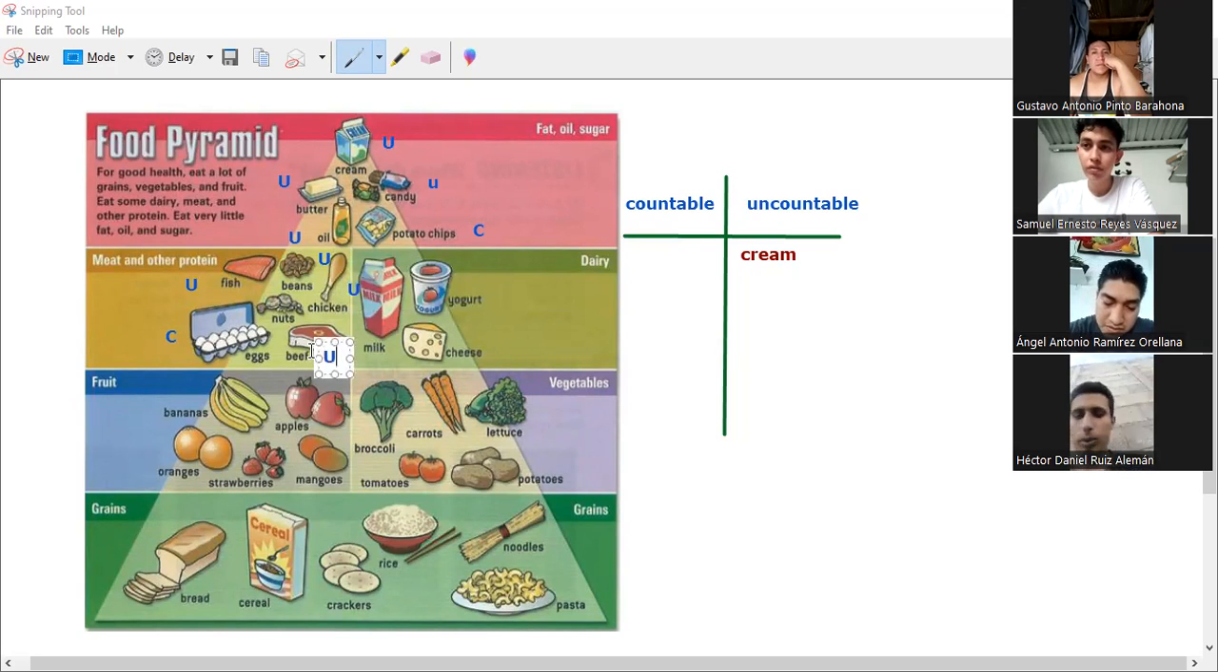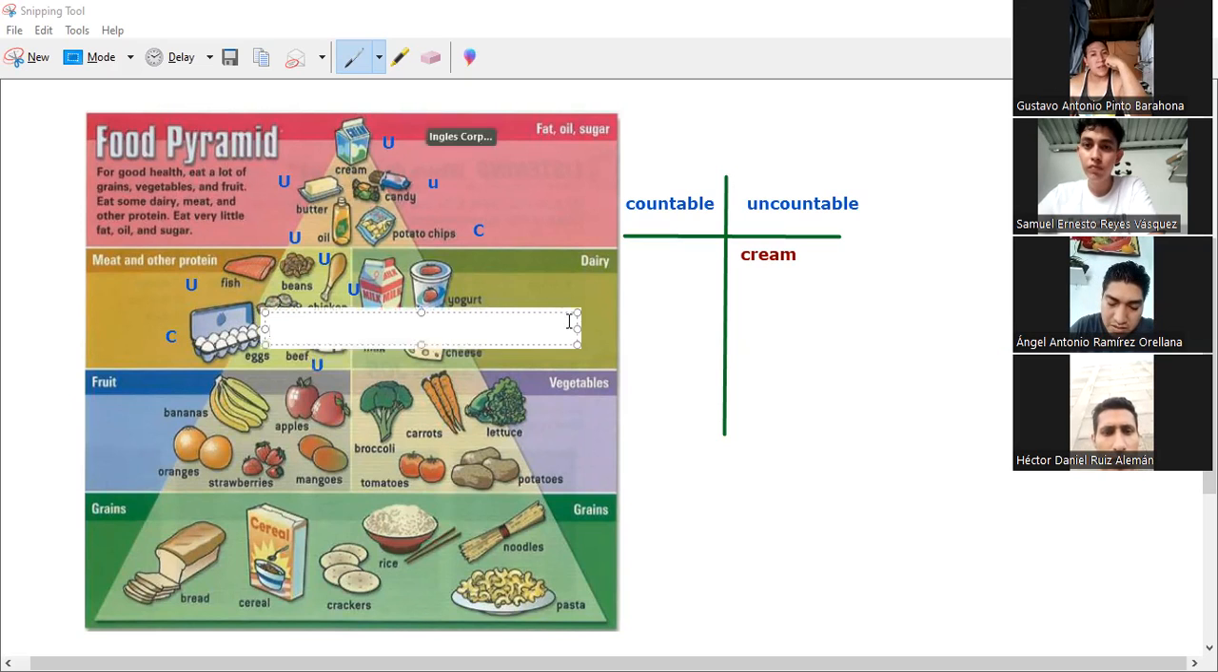Huh? Uncountable. We can't count beef. Any meat, we cannot count, okay? Nuts, countable or uncountable? Countable. Uncountable. Usually it's uncountable.